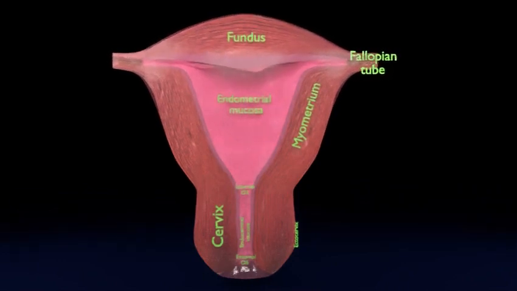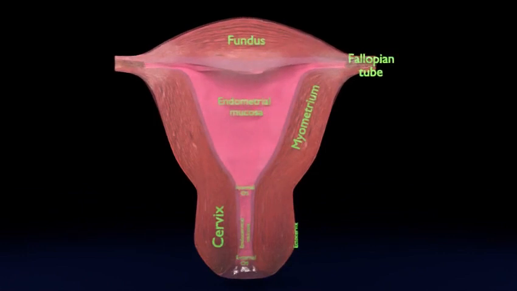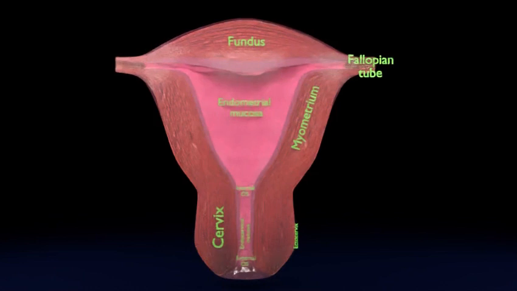The long axis of the body of the uterus is bent forward at the level of the internal os with the long axis of the cervix. This position is termed anteflexion of the uterus. The uterus can have anteverted, retroverted, and a mid-posterior position.